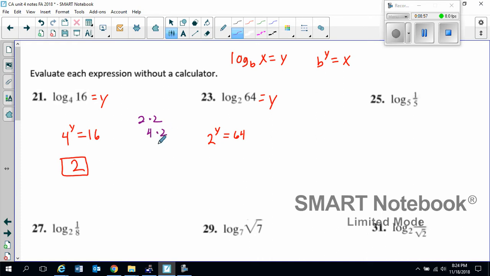Then if I multiply by 2 again, 8. Multiply by 2 again, 16. Multiply by 2 again, 32. Multiply by 2 again, 64. So let me see, how many did that take?